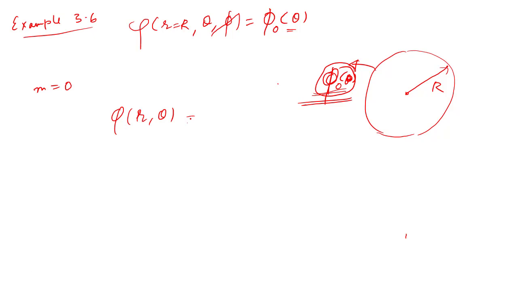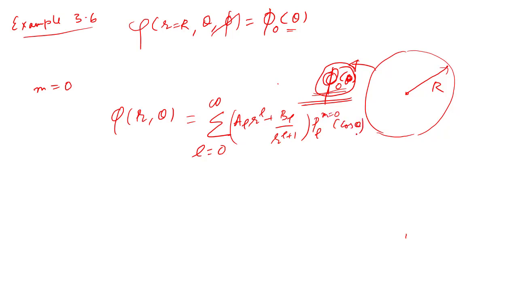So then we can write the general solution as the sum over L equals 0 to infinity of A_L r^L plus B_L by r^(L+1), times P_L with m equal to 0, of cosine theta. Now here we have different parts. We have inside and we have outside the sphere. And the boundary condition is given by this.